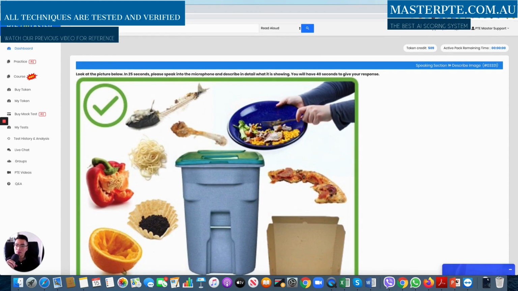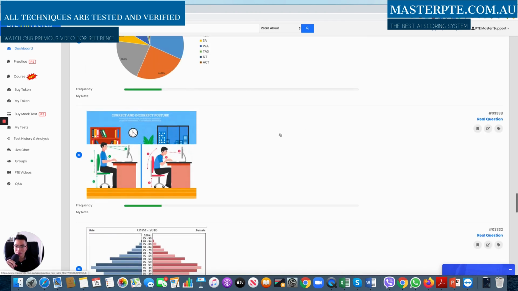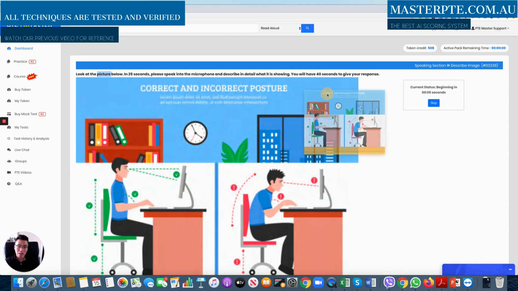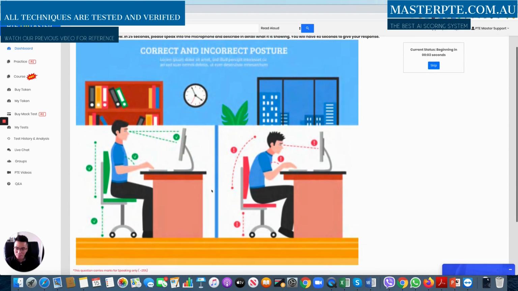Now, moving on to the next picture. Let's say this one. Now this picture is a little bit easier than the previous one. Why? Because they have some sort of name here, so that you can kind of guess what exactly you have to describe. Basically, the main keyword in this picture is, again, picture. Correct and incorrect posture is another keyword that you have to mention. What else do you see in this picture? I'll give you 5 seconds to tell me.